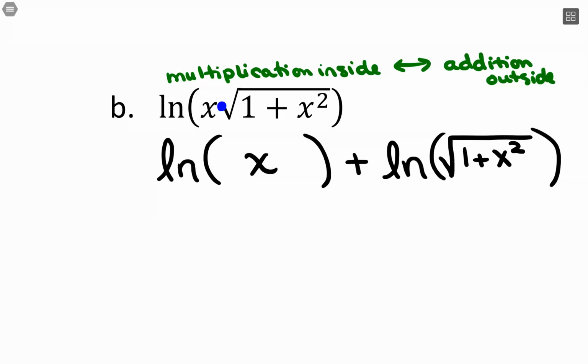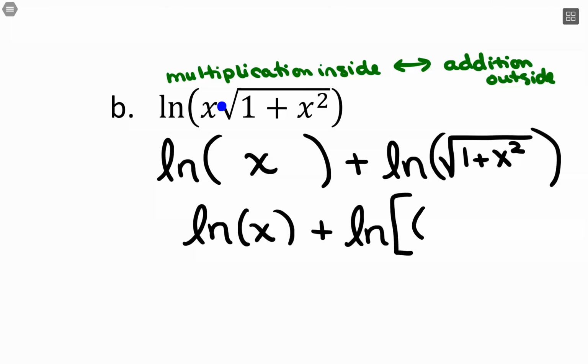Now in terms of simplifying further, natural log of x, there's nothing more that we can do with that. That's done. Nothing to evaluate. Natural log of this radical function, there is something we can do. We can simplify this radical. So what we're going to do is re-express that radical as a rational exponent. So we're going to have natural log of that 1 plus x squared in parentheses raised to a power of 1/2.